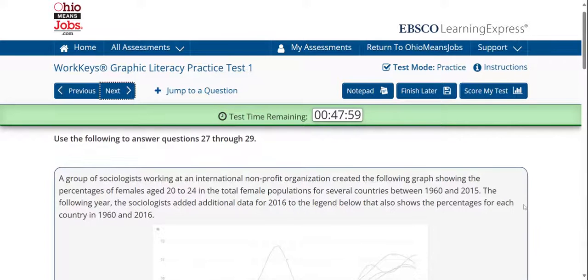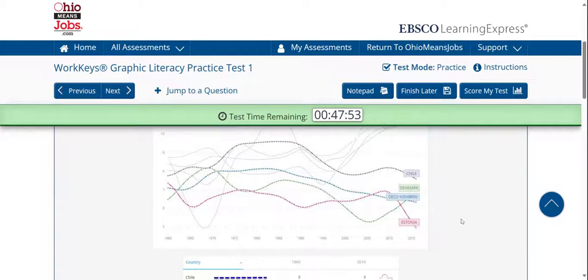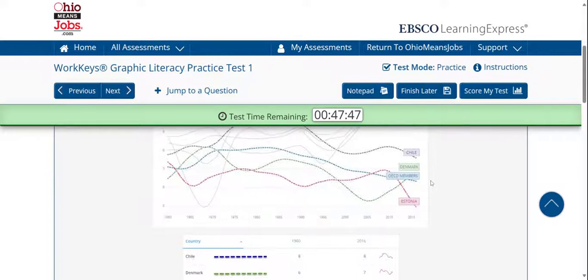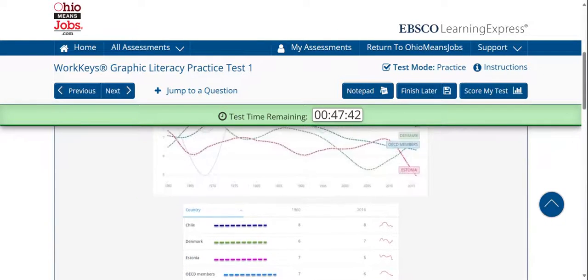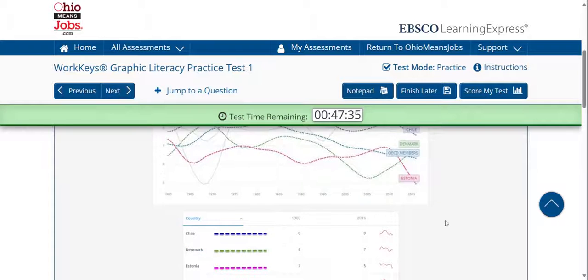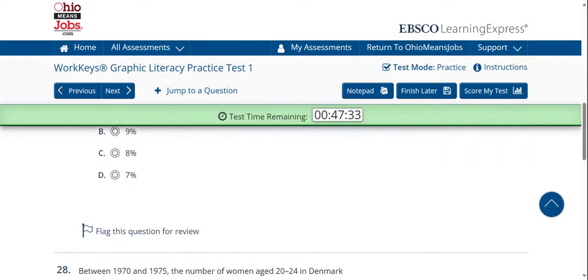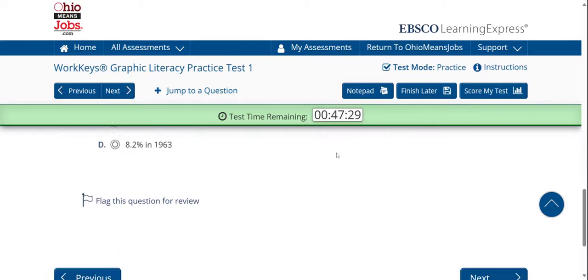Then we move on in the graphic literacy practice test. We have, again, sort of a line graph with different countries represented here, where we have Chile, Denmark, OECD members, and Estonia represented. And again, a little bit challenging to read. We see the years down here at the bottom. You would need to zoom in to see that for the graph.